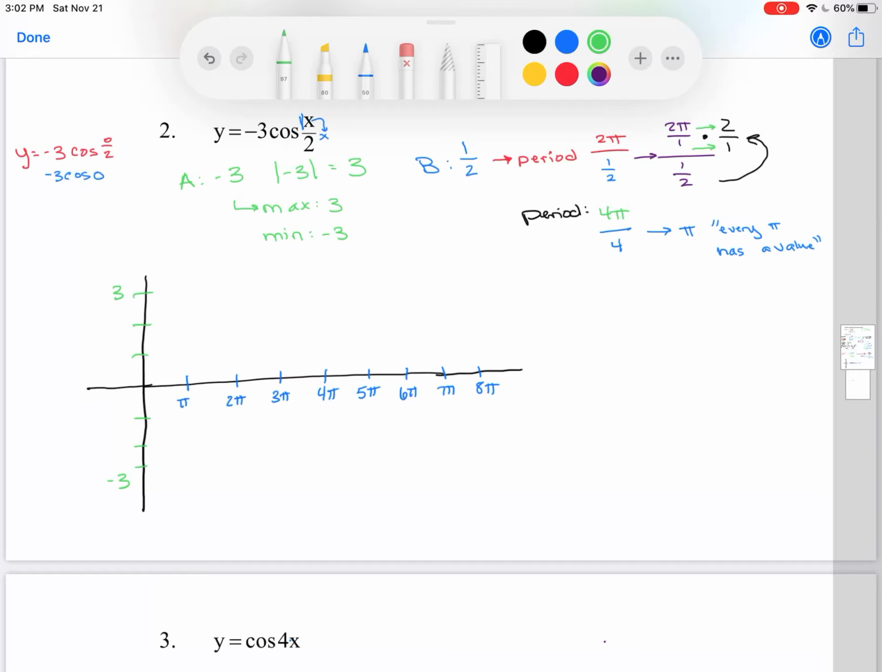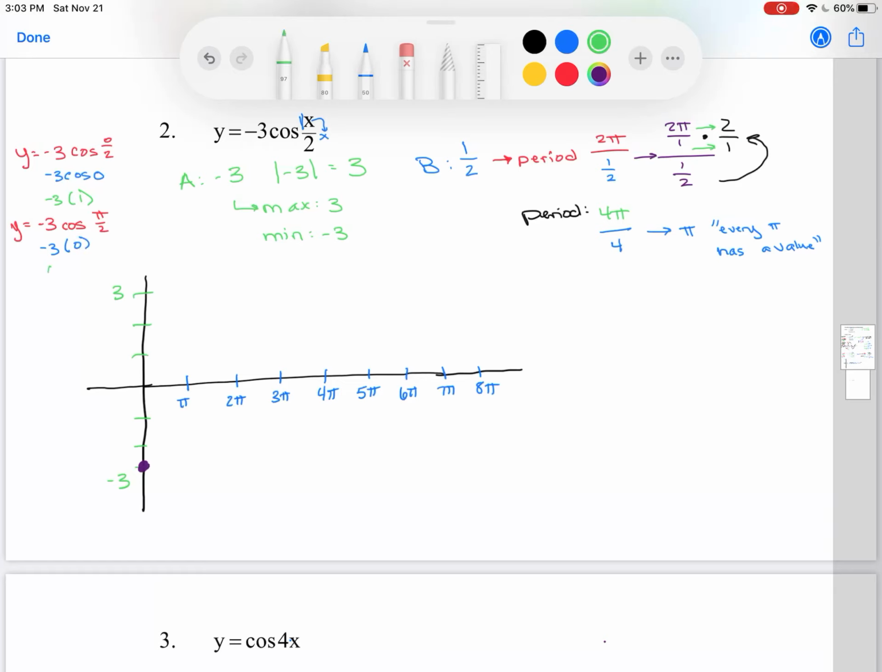So I'm going to plug 0 in for x. So I'm saying, well, what is y equals -3 cosine of 0/2? Fix that fraction really quick, and I'm really asking, well, what is cosine at 0 radians? Cosine at 0 radians is a +1, so right off the bat, at 0 for my x, I want to be at -3 on my y.